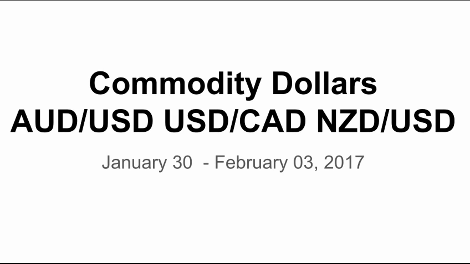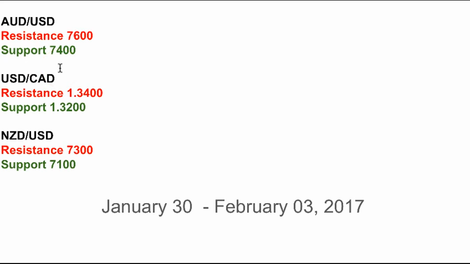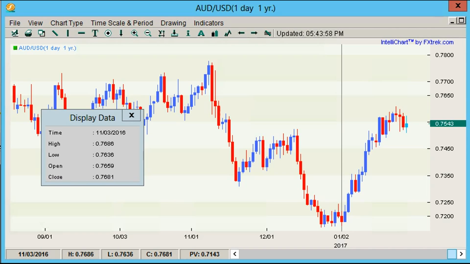We do have essentially the same levels as last week: 76 to 74 in Aussie, 32 to 34 in Caddy, and Kiwi at 73 to 71. Let's take a look at the charts here, and then we'll just go through the economic data set.